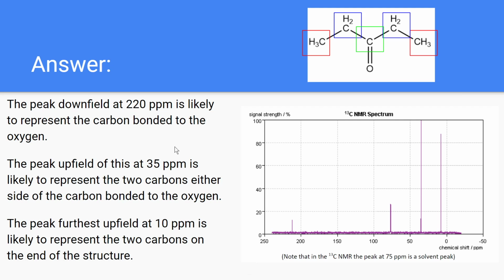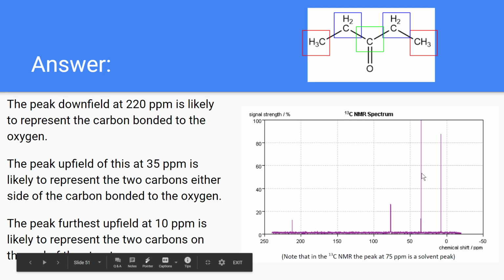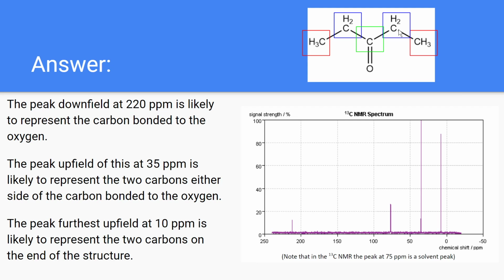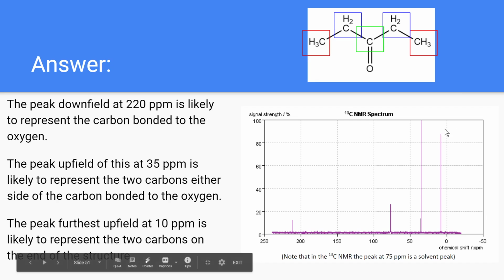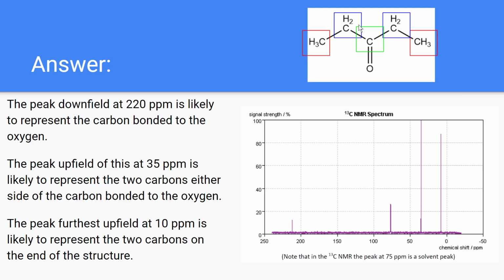Then we label the peaks. The peak at 220 parts per million is likely to represent the carbon bonded to the oxygen. The peak at 35, this one, is likely to be the 2 carbons either side here. And the peak furthest upfield, which is this direction, at 10 parts per million, is likely to be these 2. Remember, you get a big data sheet given to you, so you can look for all this evidence and write it out. You just need to write out this sort of evidence, okay?